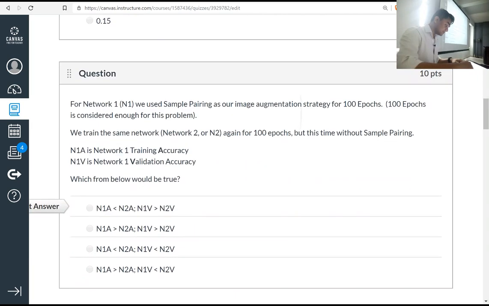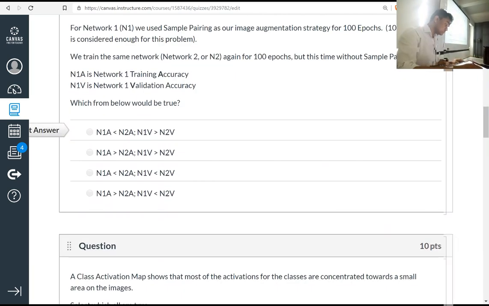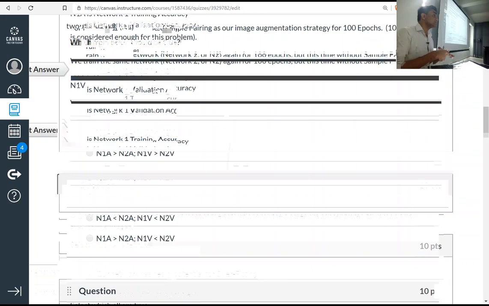Okay, I'll have to move. In network 1, N1, we use sample pairing as our image augmentation strategy for 100 epochs. We train the same network for 100 epochs, but this time without sample pairing. Is this clear? Do I need to go into this? Right, we have bad accuracy for training and good accuracy for validation.